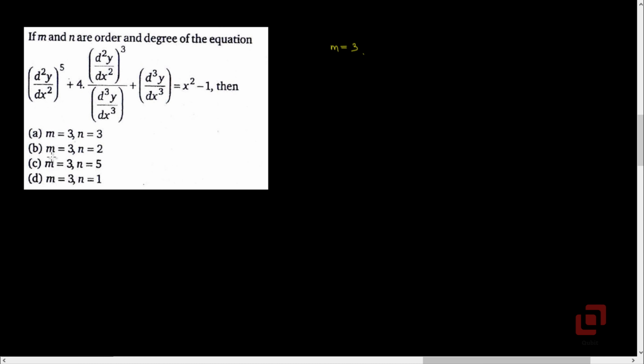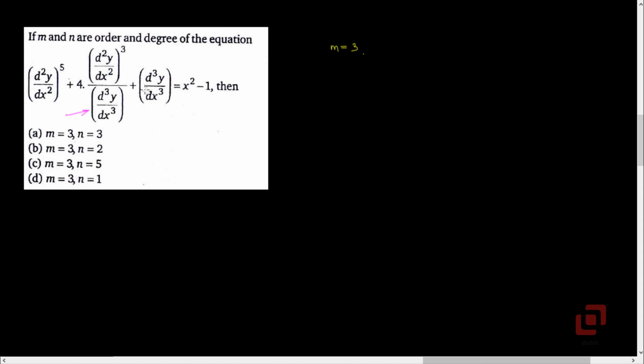But all the options have m as 3, which is the order, so we have to find the degree of the differential equation. To find the degree, we should first get rid of the derivative here, which is sitting in the denominator of the second term, as to find the degree, no derivative should have fractional powers or negative powers.